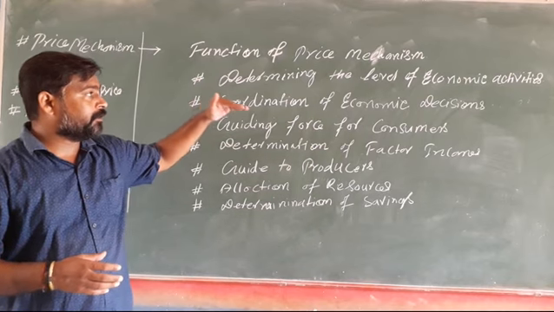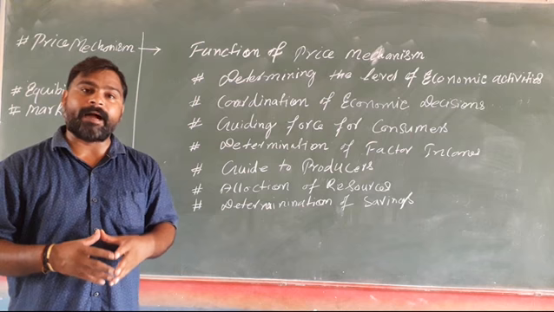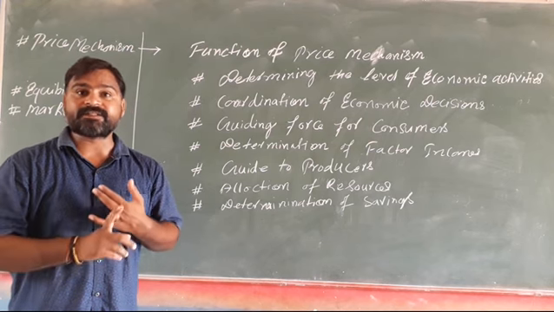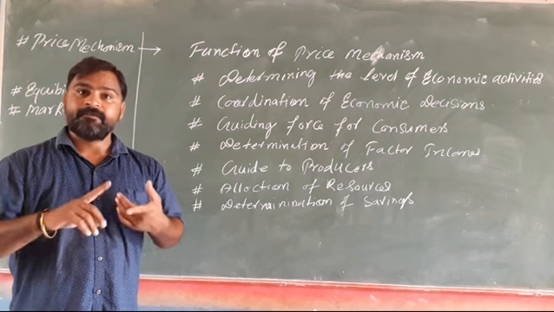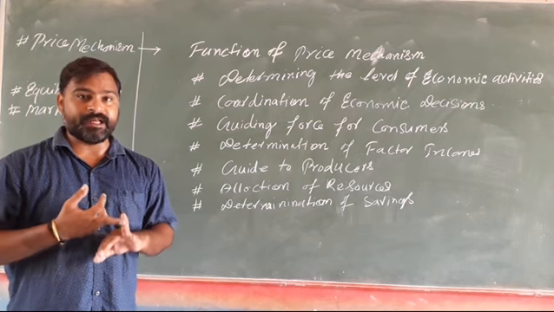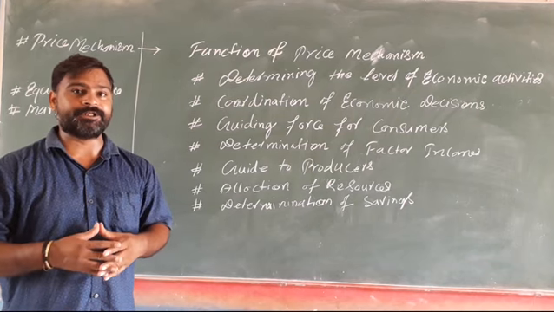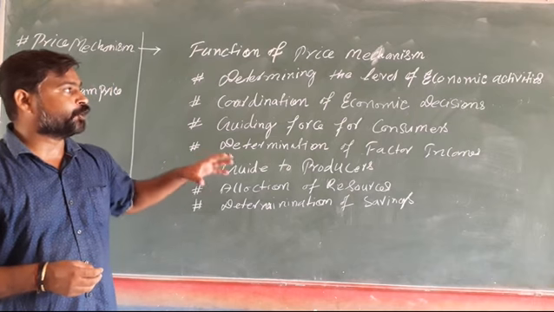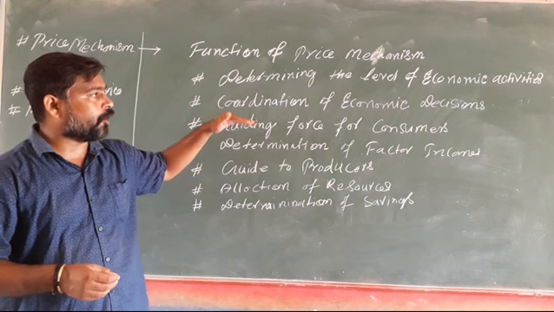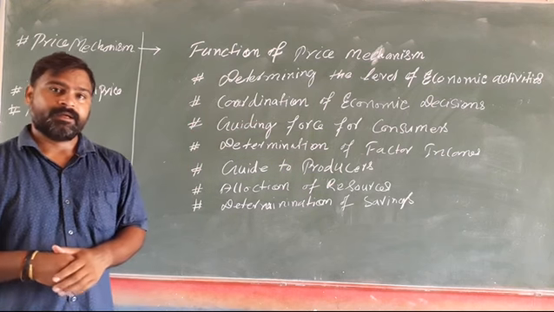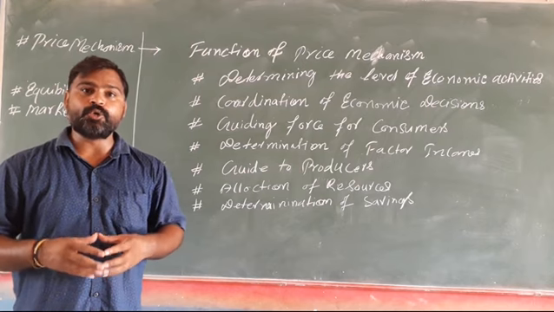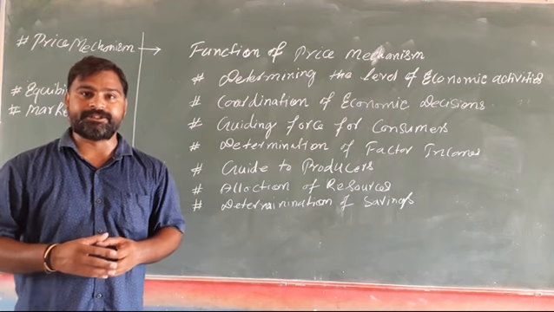Here, the level of economic activities is determined by the price mechanism, such as the level of production, level of income, factor income, price, output, input. All these activities are determined by the price mechanism. Secondly, coordination of economic decisions. The price mechanism also helps to coordinate economic decisions.